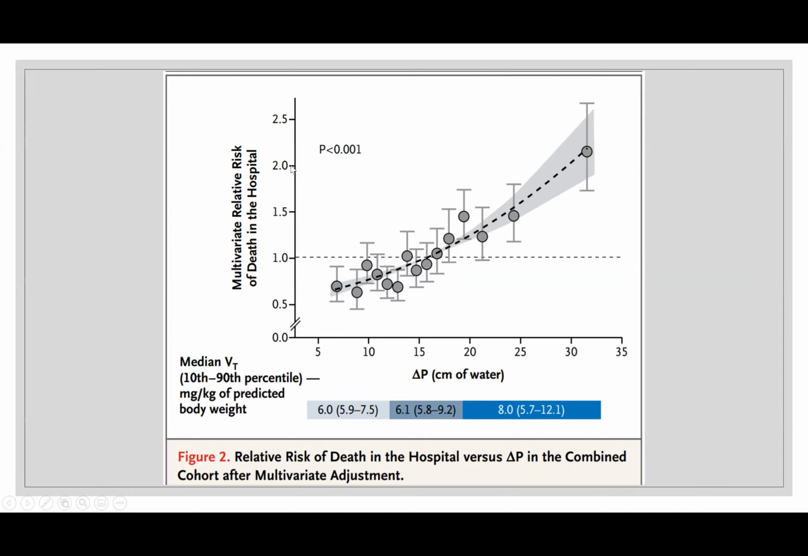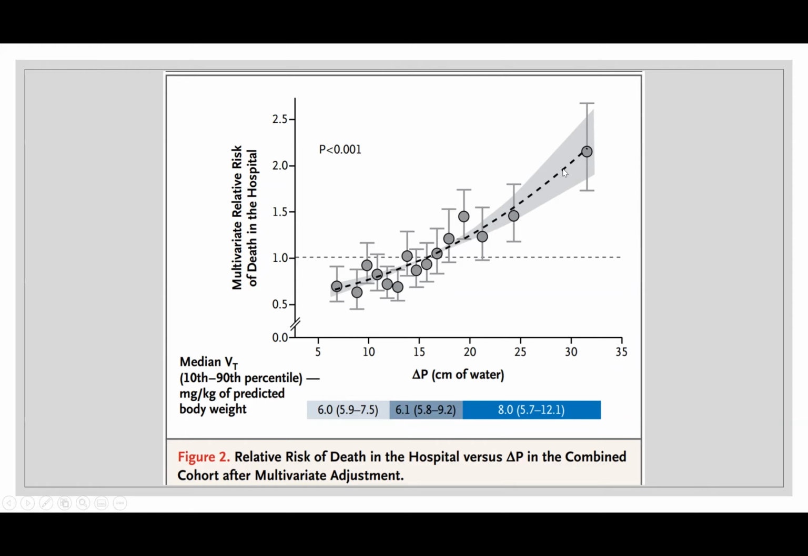And on the y-axis, or vertical, is the relative risk of death in the hospital. And what you can see here is that a value of 1 means there's no difference either way. As we go up to higher numbers, more of these patients died. And as we go towards 0, fewer patients died. The number at which this crosses 1 is 15. So patients who had a delta P less than 15 in all comers, this was tens of thousands of ARDS patients, had an improved survival compared to those who had driving pressures that were higher.